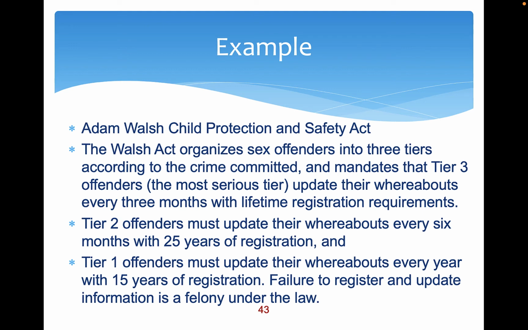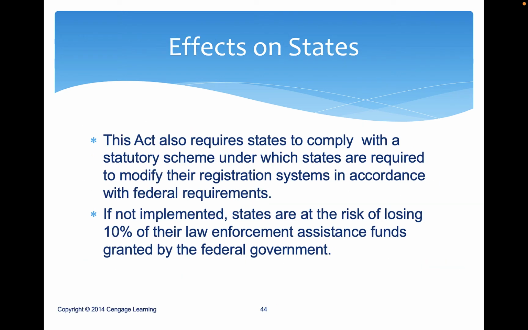But what this act primarily does is it separates sex offenders into 3 tiers, where your tier 3 offenders are the most serious and they need to update their whereabouts every 3 months for the rest of their life. Tier 2 offenders must update their whereabouts every 6 months with 25 years of registration. And Tier 1 offenders must update their whereabouts every year with 15 years of registration. This isn't the controversial part. We're going to be coming up with the controversial part in a minute.